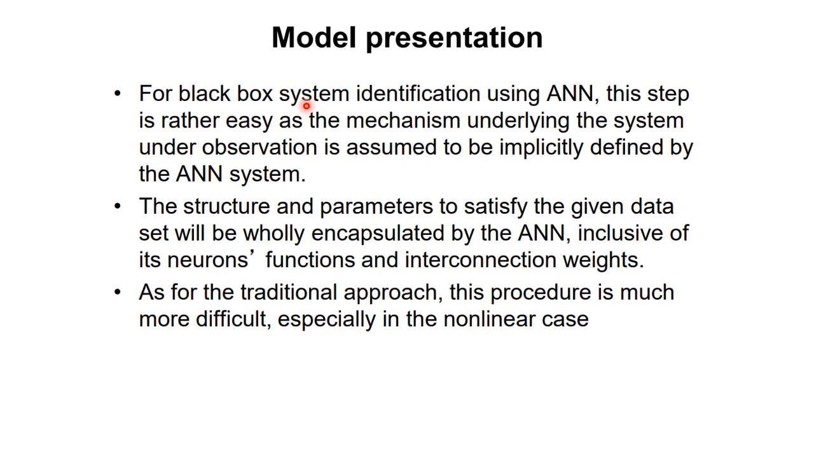There are various types of system identification. One of them we call artificial neural networks, or ANN. If we use ANN as the black box system identification, this step is rather easy, as the mechanism underlying the system and the observations, there are a few assumptions that are already stated in the artificial neural network. So the structure and parameters to be certified, the given data set will be fully encapsulated by the ANN, inclusive of the neuron functions and interconnection weights. As we went through before, there are a few assumptions that we have to make. But when we are using artificial neural networks, the assumptions have been considered in the algorithm, so it will be easier for us.